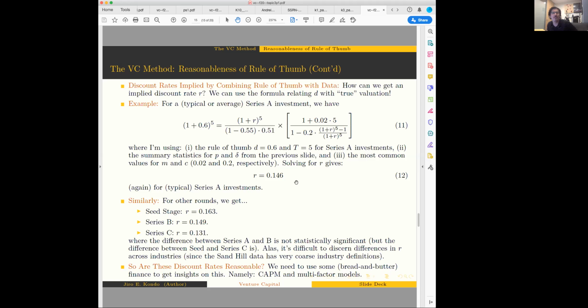What does this 14.6% mean? It actually has a pretty neat interpretation. The interpretation of this, and I'm going to be rather precise, is if the rule of thumb use of the VC method by VCs is correct, then it must be the case that the average discount rate to use to value a Series A investment is 14.6%.